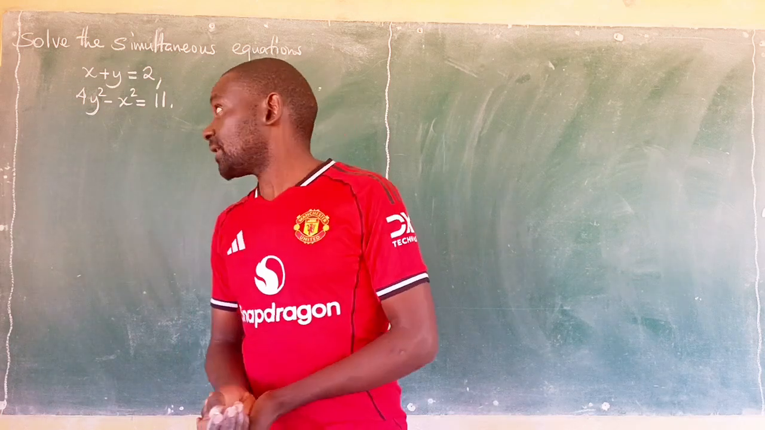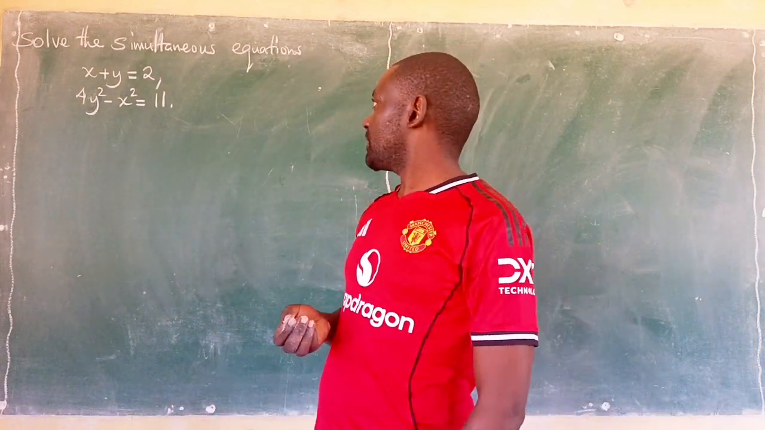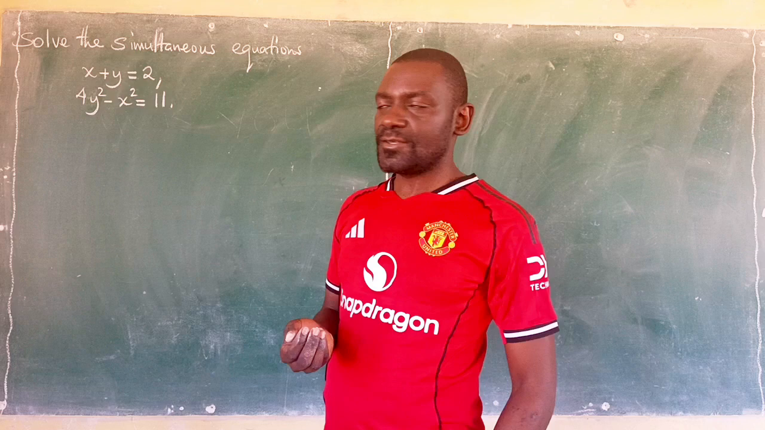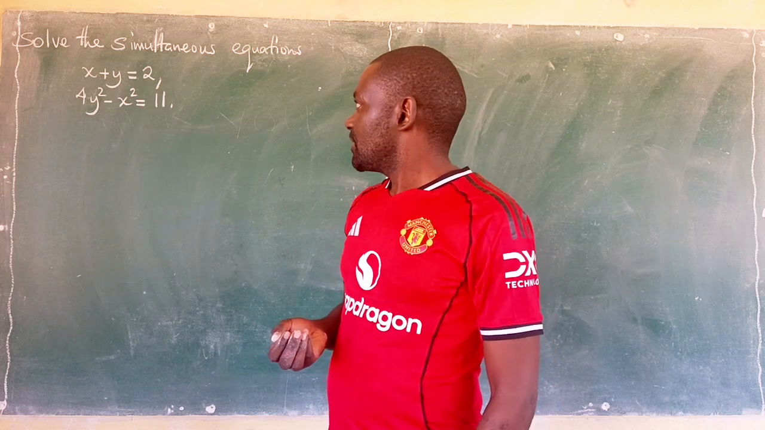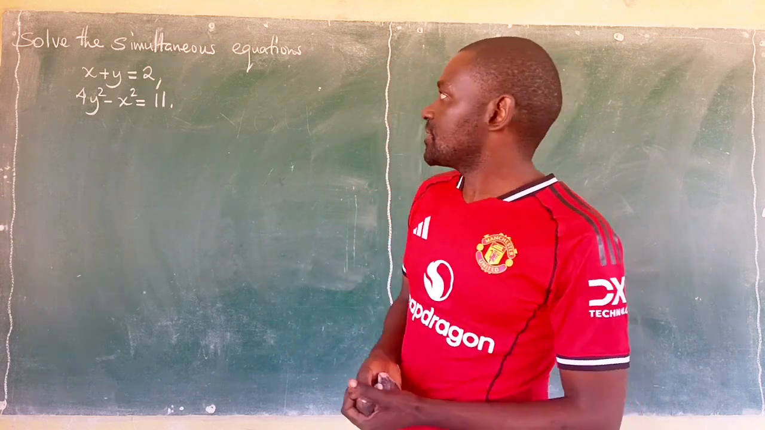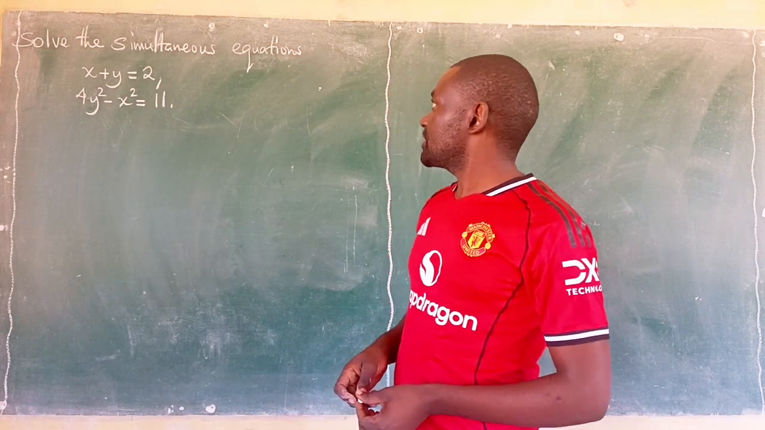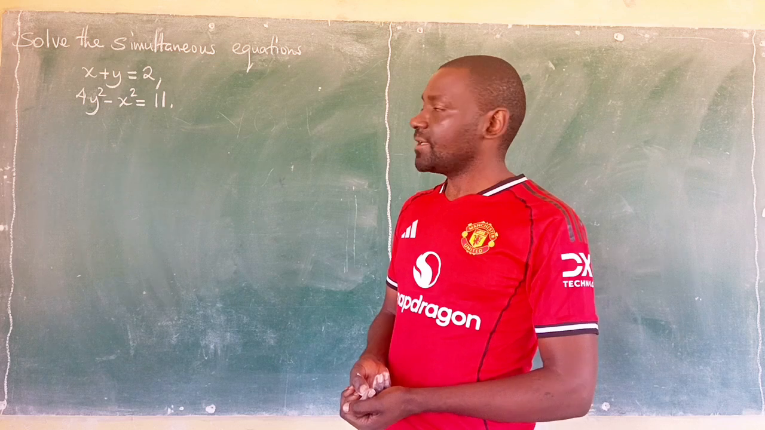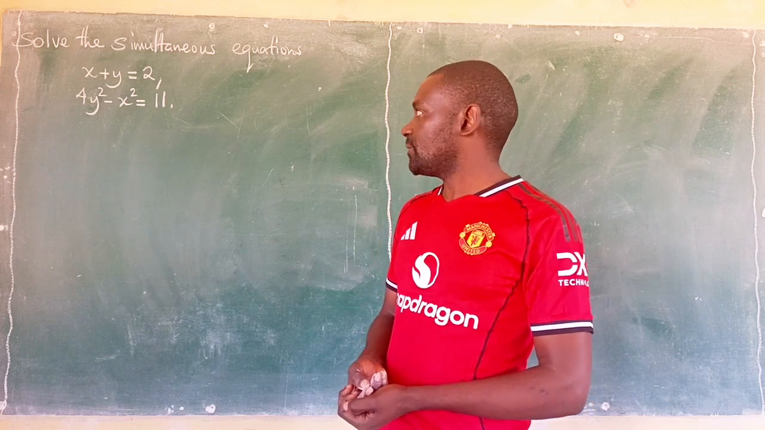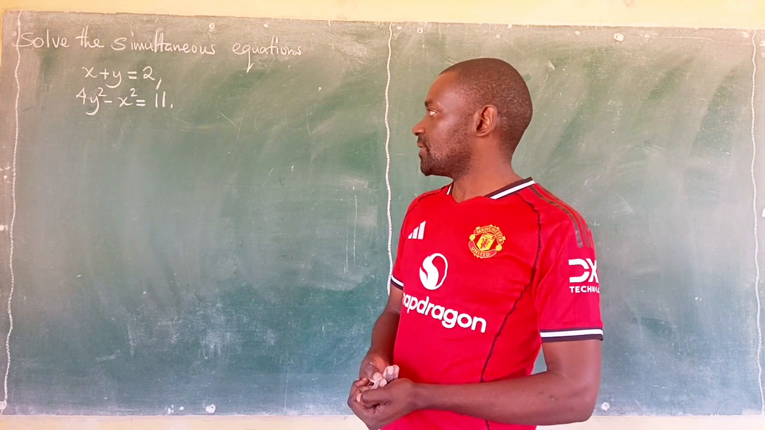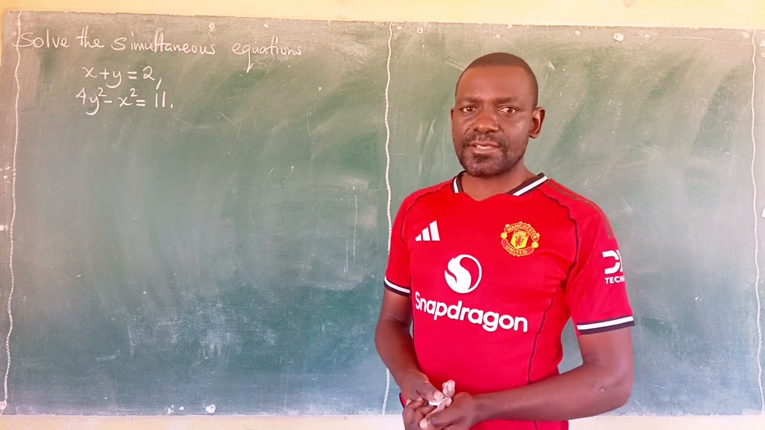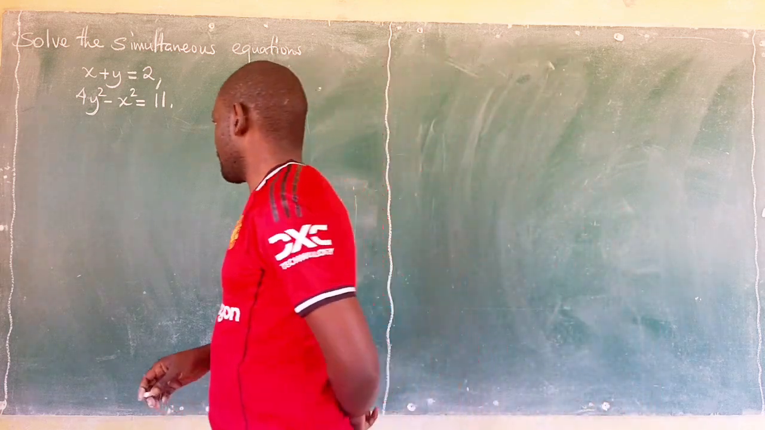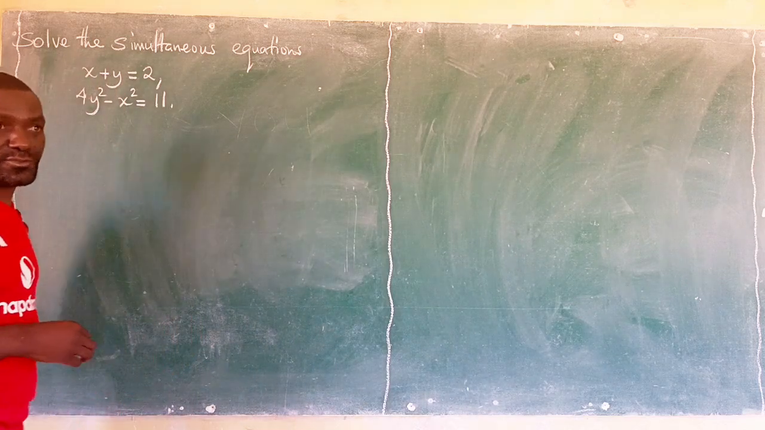Today I want us to look at how we can solve the simultaneous equations shown. So the question simply says solve the simultaneous equations. Then we have x plus y equals 2 and then 4y squared minus x squared equals 11. So if we are to solve this one, we'll use substitution.